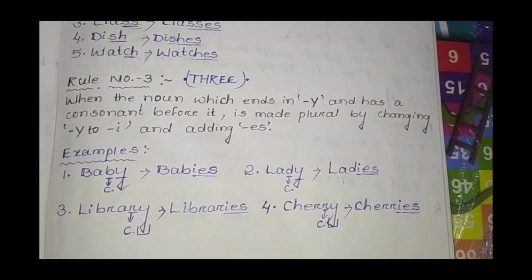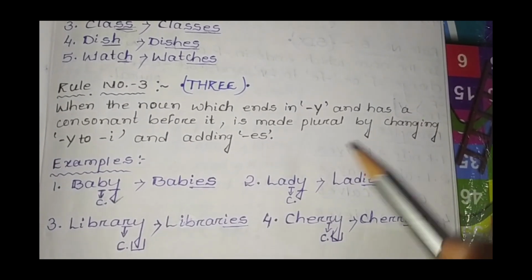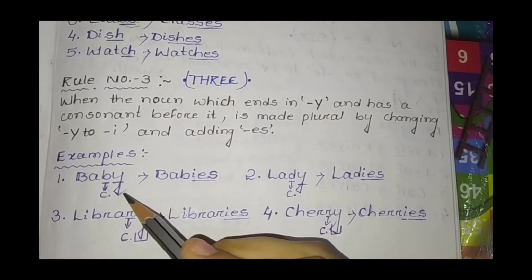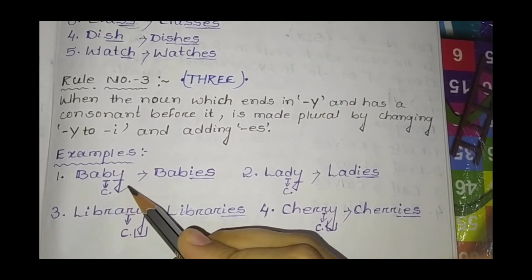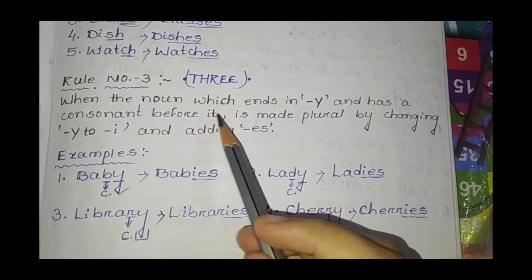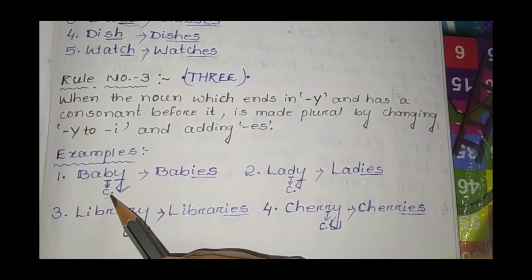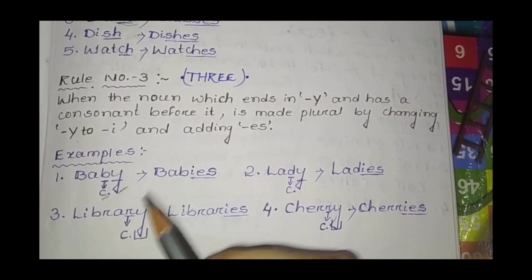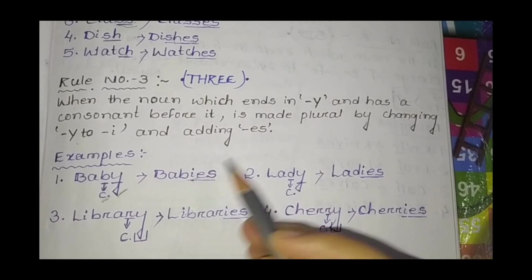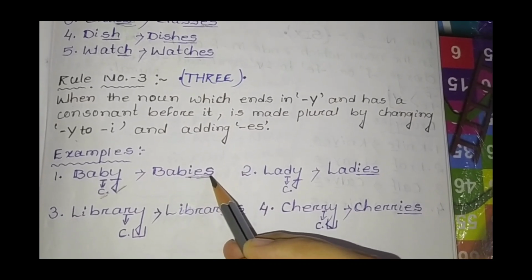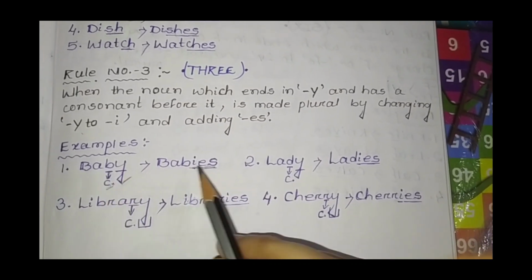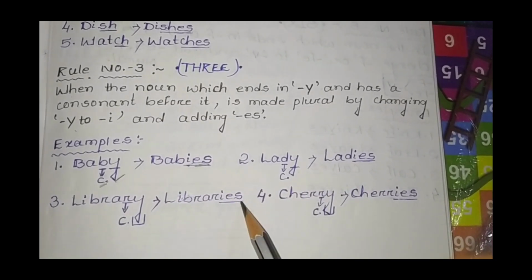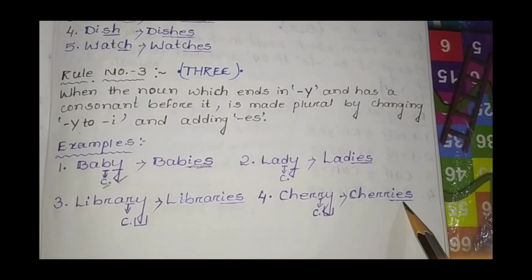Coming to rule number 3. Look at my notebook, everyone. When the noun ends in y and has a consonant before it, it is made plural by changing y to i and adding es. Look at these examples. Baby, babies, lady, ladies, library, libraries, cherry, cherries. Clear?